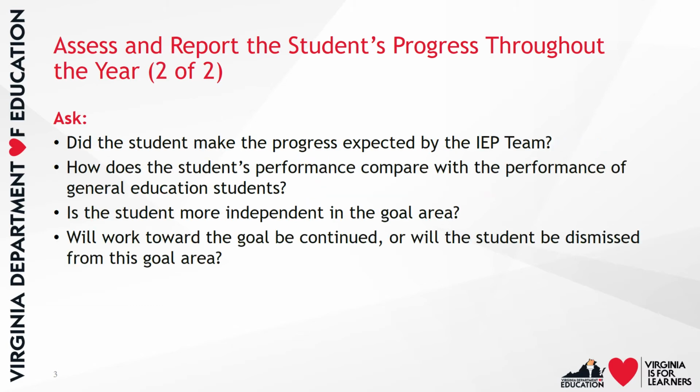In addition, ask, did the student make the progress expected by the IEP team? How does the student's performance compare with the performance of general education students? Is the student more independent in the goal area? And will work in the goal be continued, or will the student be dismissed from this goal area?